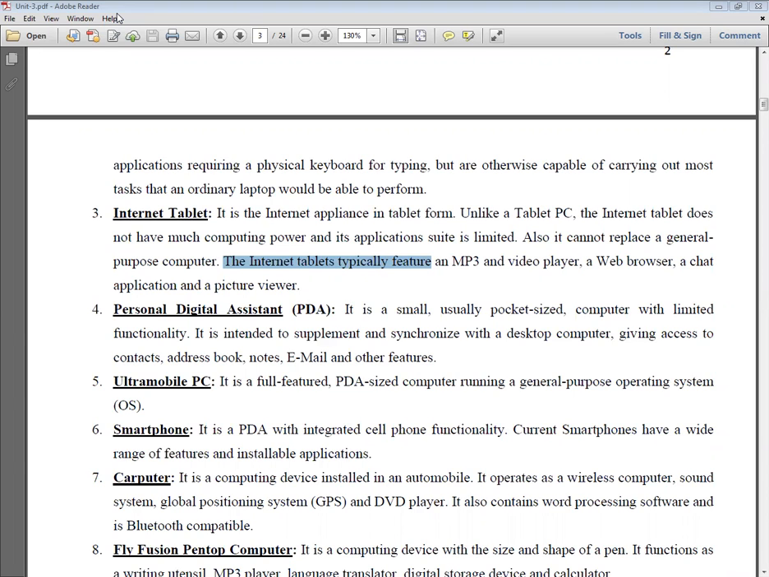So now what is a carputer means? Can we install in a mobile phone? We cannot install in a mobile phone, right? So carputer is a device installed in an automobile. So not all mobile phones can be having carputer, and not all mobile phones cannot be having carputer also, depending upon the feature integrated within it, right?